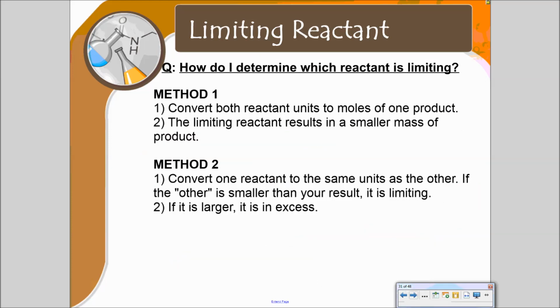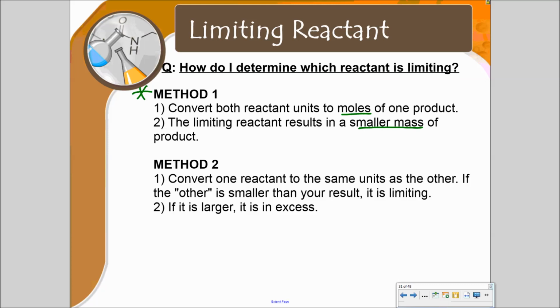All right, so there are two ways in which you can determine the limiting reactant. Method one, which is the one that I'm going to be using in the video, you just convert both reactants' units to moles of one product, or after moles, you can actually convert it to the mass of that product, but you have to do the mole ratio to get there. The limiting reactant results in the smaller mass of the product.